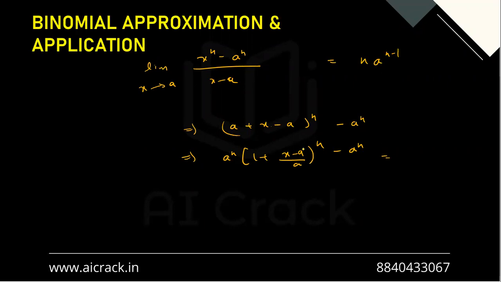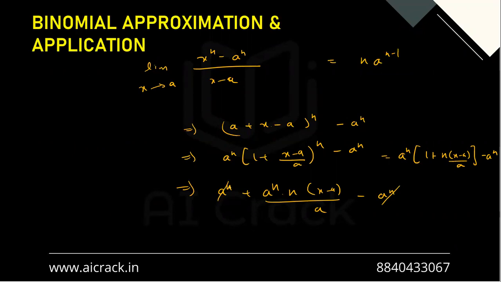So what I told, that (1 + anything which approaches 0)^n is nothing but 1 + n times that thing, right? Here it was x, so you can apply the similar thing over here. So what we'll get is a^n (1 + n (x - a)/a) - a^n. So this will become a^n + a^n * n (x - a)/a - a^n. So this gets cancelled. So this is our numerator.